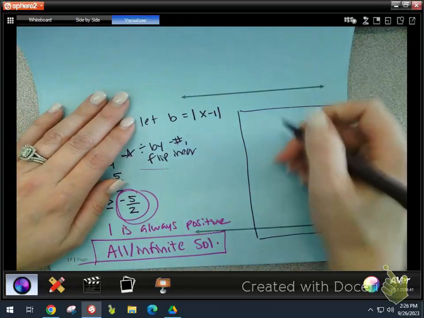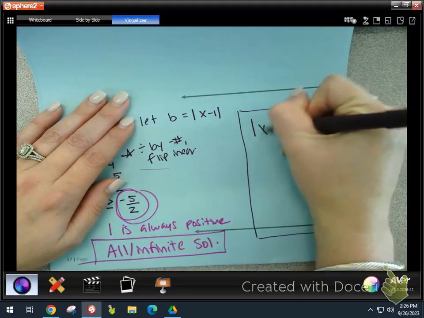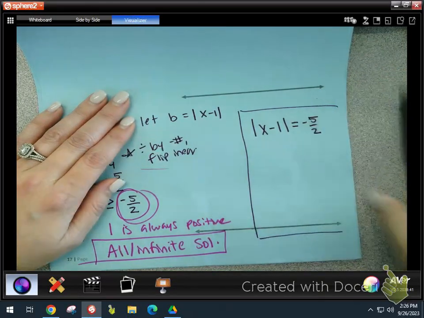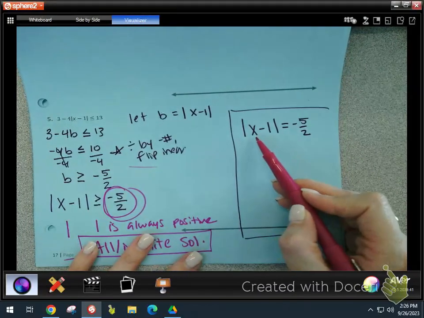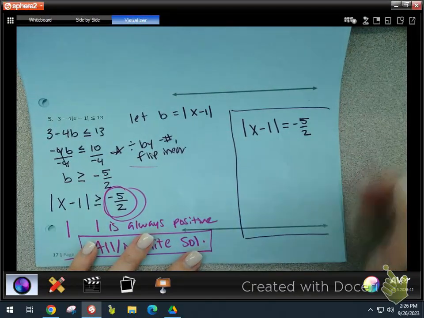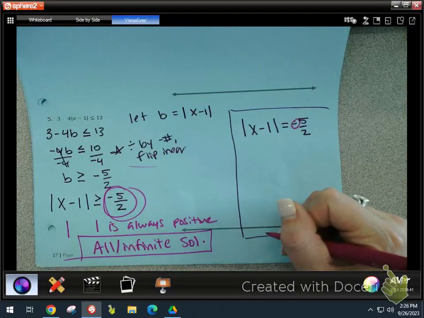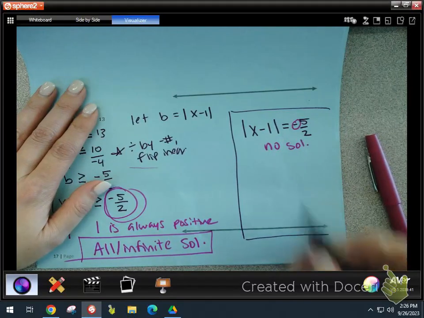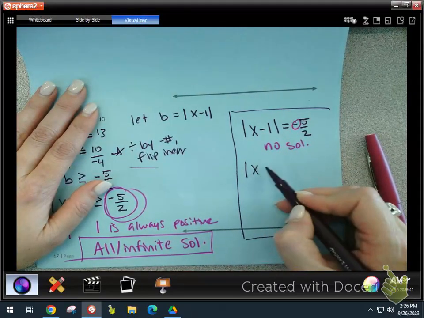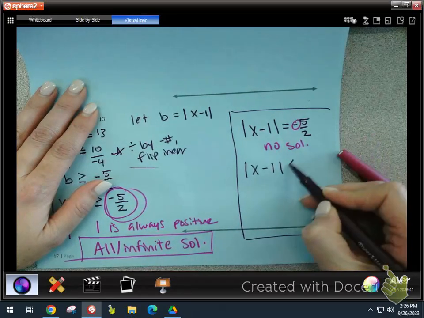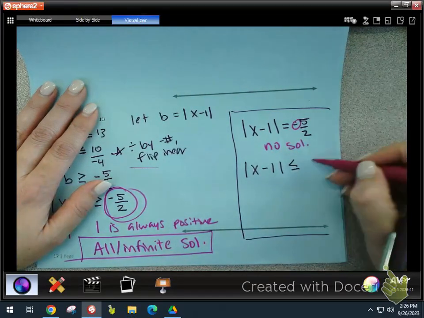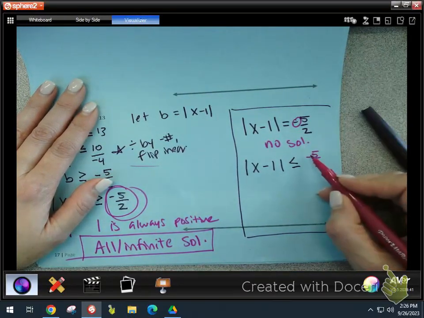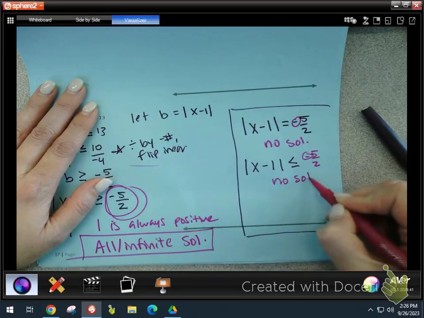It's not bad. Okay. What do you do if you get this? Absolute value of x minus 1 is equal to negative 5 over 2. That's a no solution. Okay? What do you do if you have absolute value of x minus 1 is less than or equal to negative 5 over 2? Is it ever going to be less than? No. So your answer is no solution.